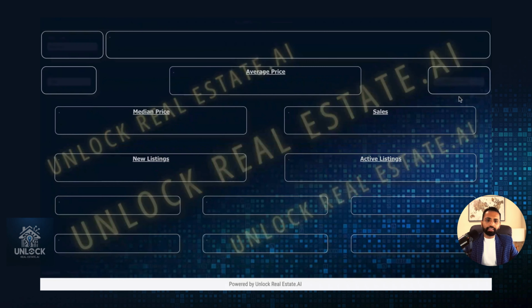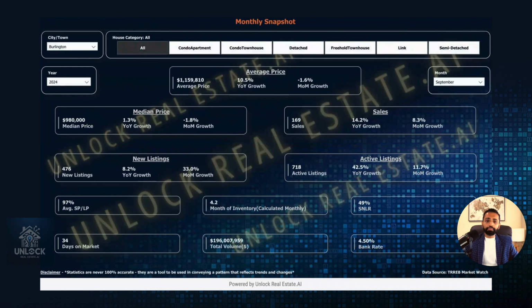Back to our analysis for the September month for the city of Burlington. Overall right now we are sitting at 4.2 months of inventory, which is on the balanced side. When we dig deeper, we saw that condo apartments have the highest months of inventory, sitting at 7.1 months for the city of Burlington. And on the lowest side, it's freehold townhouses, sitting at 1.1 months.